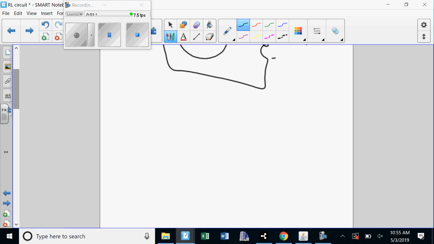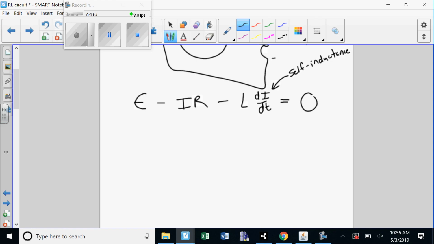Okay? So as I go across my loop clockwise, both the resistor and the inductor are drops in voltage. So I can set up the Kirchhoff loop rule. It is the voltage gain of the battery, epsilon, minus the voltage drop across the resistor, minus the voltage drop across the inductor. But remember, the voltage on an inductor is just L di/dt. Again, that is self-inductance based on the magnetic field that's created from the current going through the inductor. And again, the sum of all the voltages around the closed loop has to equal 0.